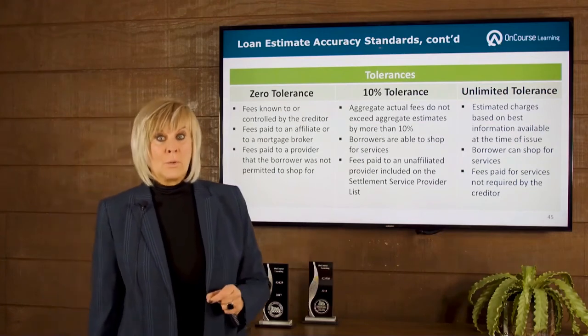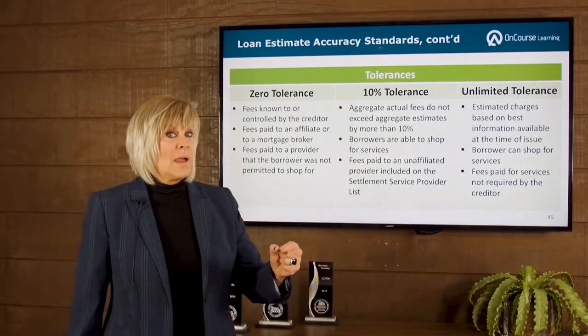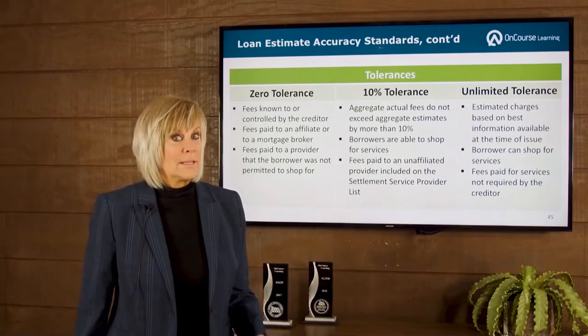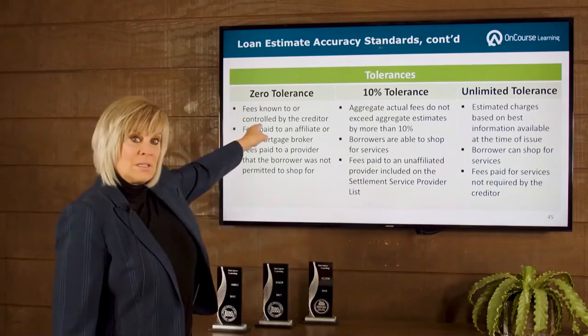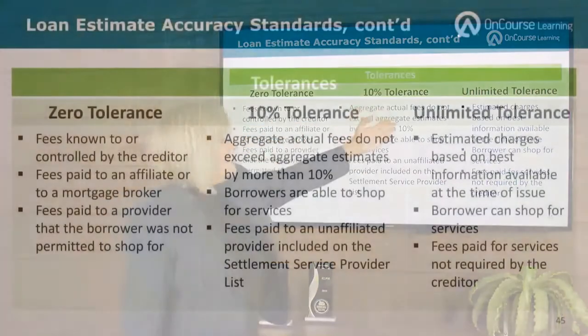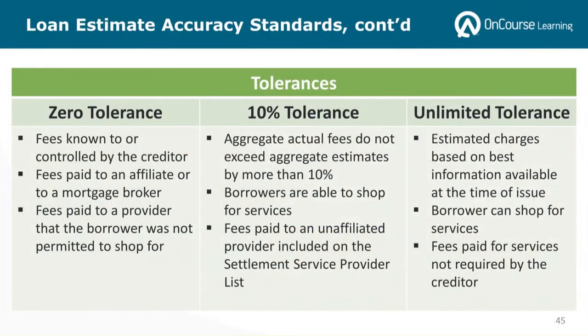But what if the borrower chooses from that list and that provider also happens to be an affiliate? Guess what? It goes into the zero bucket. Now, what's unlimited? The unlimited bucket would be information that is optional, not needed, fees that are related to providers chosen off of the list.